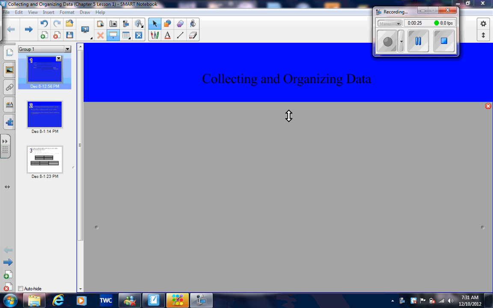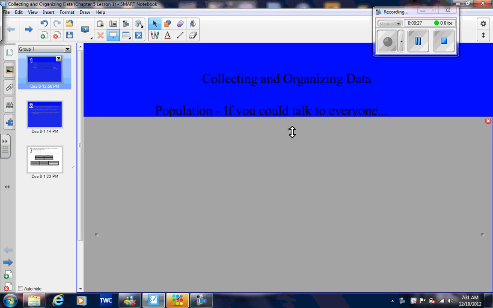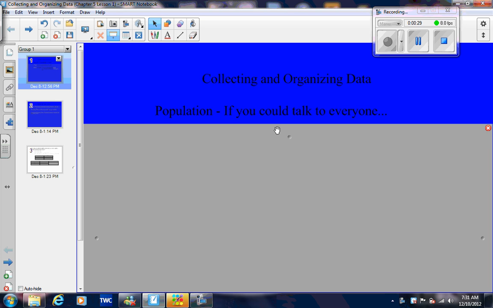I've got some terms I'd like you to know about. One is called a population. Population is who you're trying to find information about. Sometimes that population could be very, very large. So population, if you could talk to everyone, is the group of people or group of animals or group of things that you would like to know about.